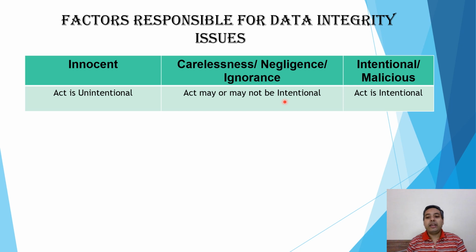The second one is carelessness, negligence or ignorance, where the employee may or may not be aware of the consequences which lead to data integrity issues. The third one is intentional or malicious. This is the most dangerous one, where the employee is doing it intentionally or deliberately so that data integrity issues can occur. So these are the factors which lead to data integrity issues by the employees working in an organization.